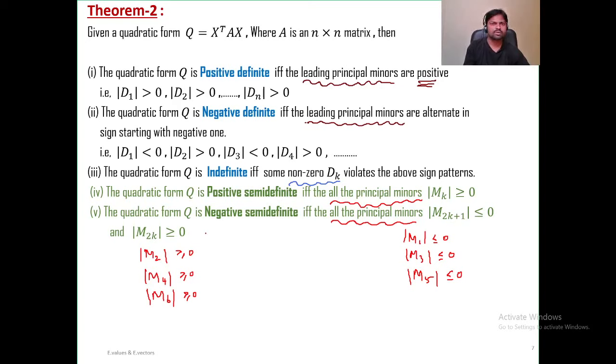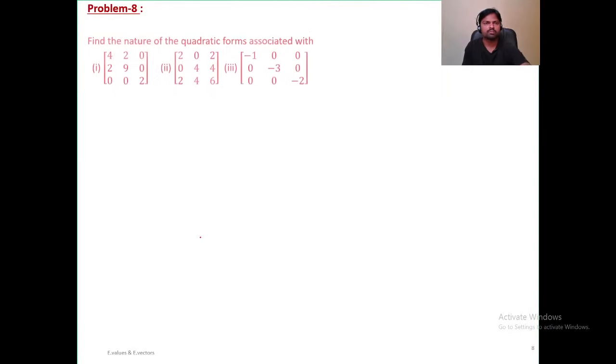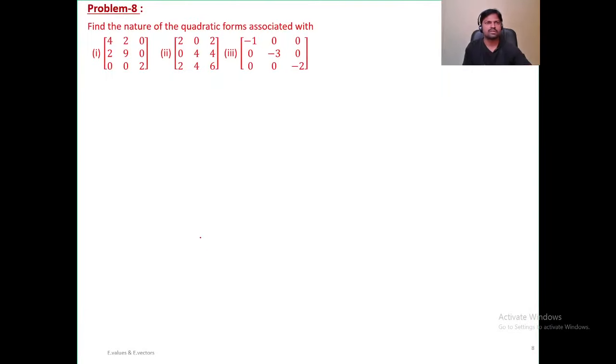So this is about again classification by using leading principal minors and principal minors. Now let's have one problem depending on this theorem number 2. Problem number 8. Find the nature of the quadratic forms associated with these three matrices.